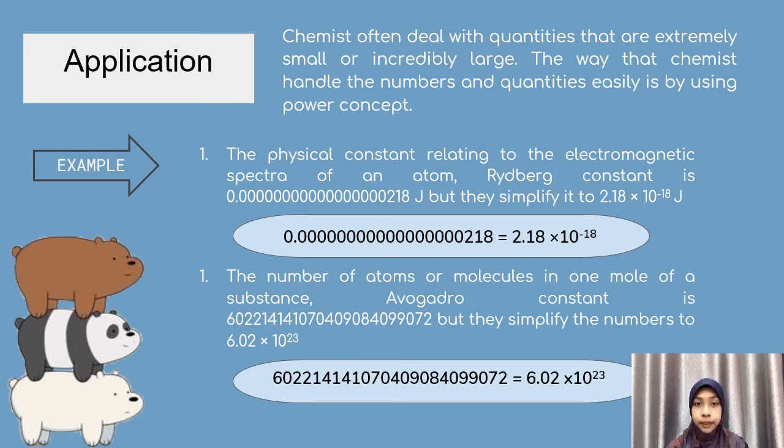The second example is the Avogadro constant. The Avogadro constant is the number of atoms or molecules in 1 mole of a substance. If we count the digits, it has about 24 in total. Very big numbers. So we can simplify the number by applying the power concept, and that's how it becomes 6.02 times 10 to the power of 23. So in conclusion, chemists usually apply the power concept to numbers that are very big or very small to make them simple and make calculations easier.